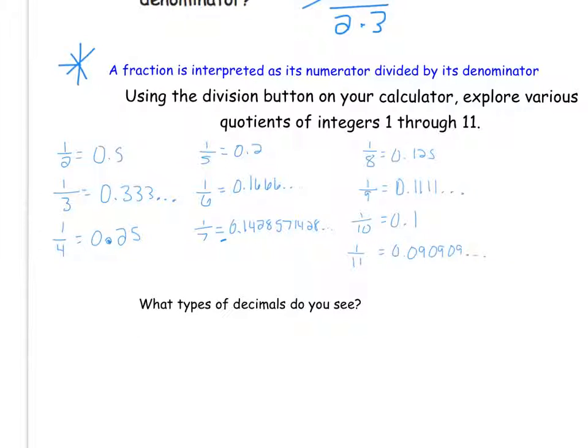Here's a 1/7. This is the only one that looks suspiciously like it doesn't repeat, but look carefully. 0.142857 1428, and I guarantee the next two numbers are 5 and 7. So the two types of decimals I see when I am changing fractions to decimals using division are repeating and terminating. And this is going to be important for this unit, but especially important for one that we are doing next year in Course 3.